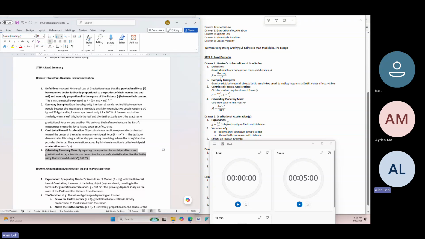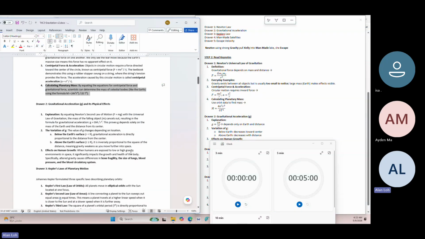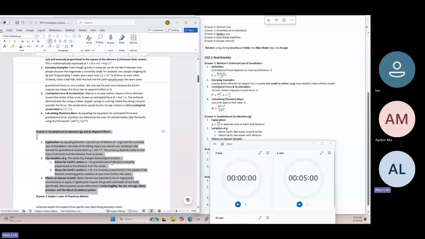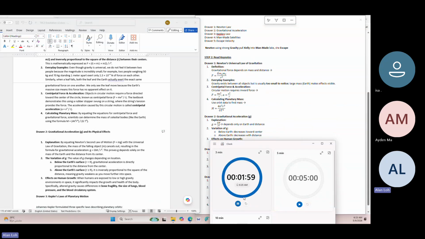Now let's continue to drawer 2. I'll give you also 2 minutes so you can take your time to read. And in case you need to revisit drawer 1, you can do it if you have more time after finishing drawer 2. Let's start now.